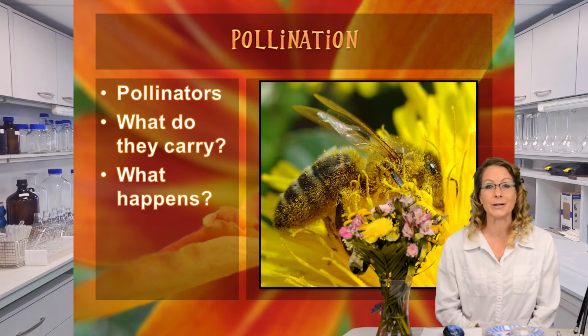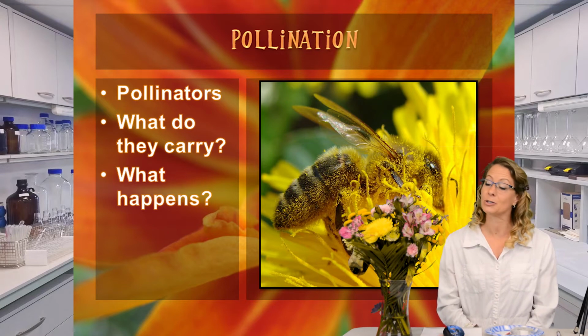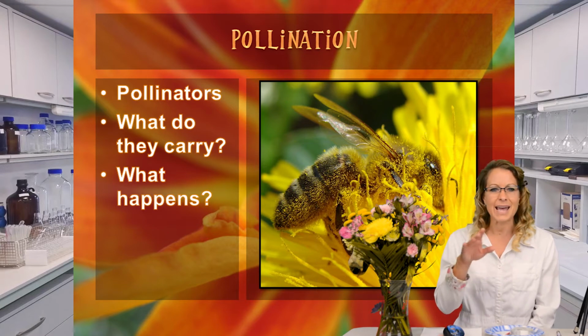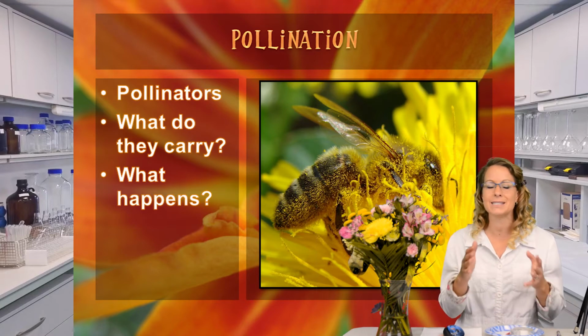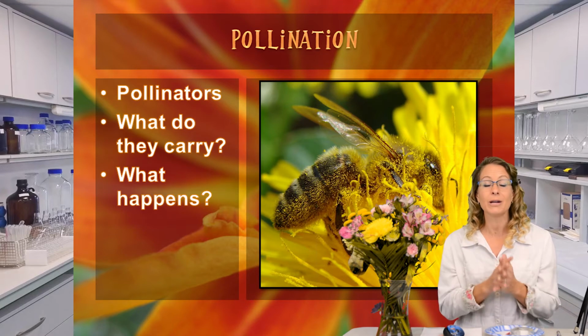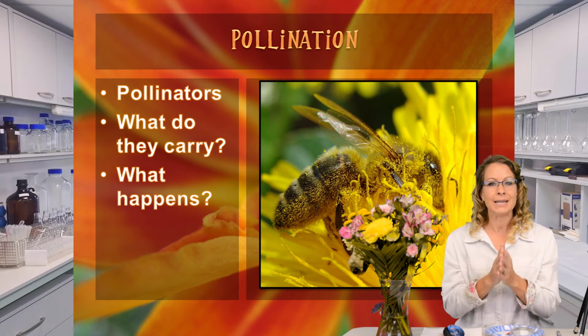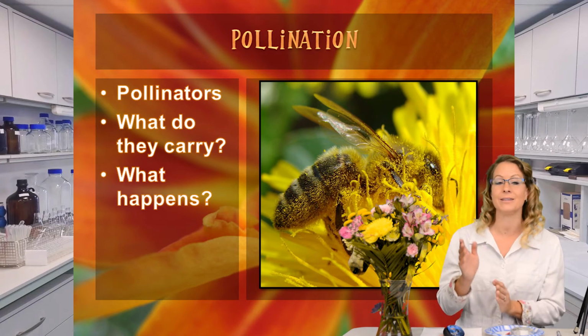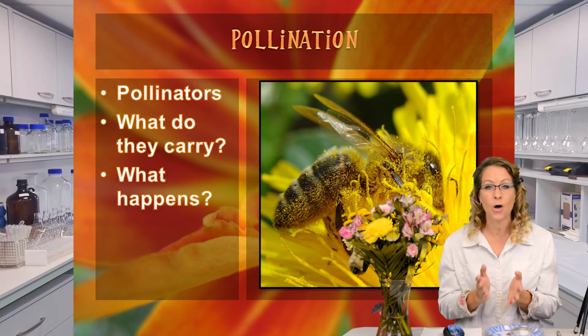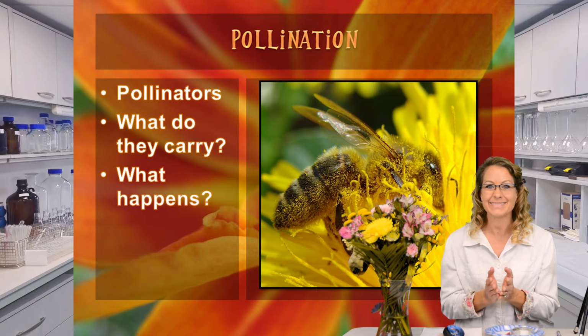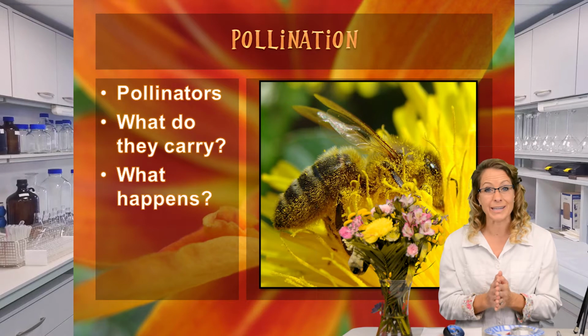So on the screen here, you can see that a pollinator could be a bee, and the bee is hanging out in the flower a little bit. It's getting some of that yellow stuff on there, and we're going to talk about what that yellow stuff is that's sticking to the bee. Can anybody guess what that yellow stuff is that's sticking to that bee there that's on the flower? It's called pollen.